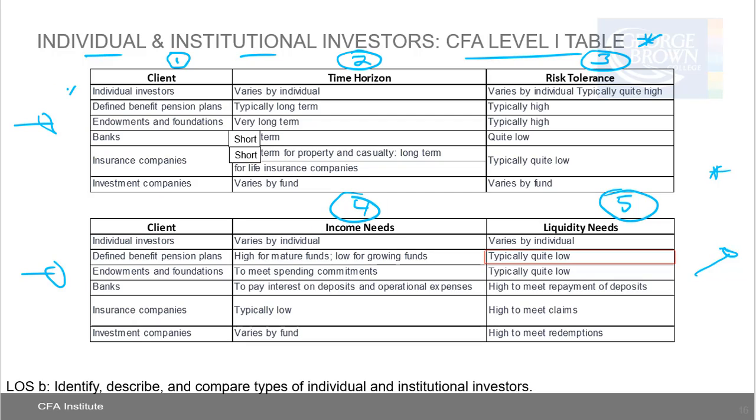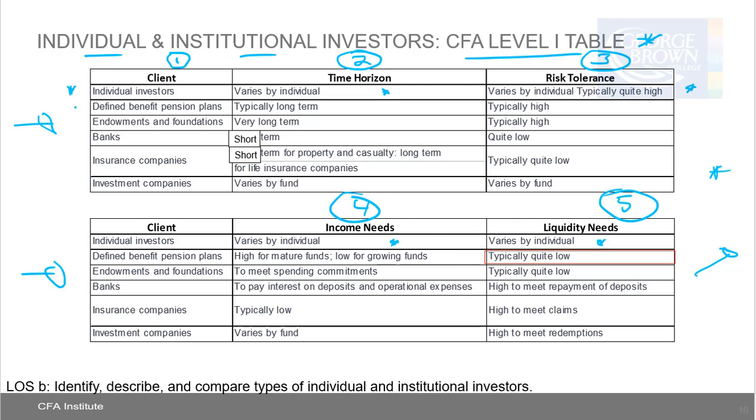So if we start by looking at the individual investors, the time horizon varies, and the risk tolerance varies. That's the whole point with individual investors: it's not homogenous, there's a lot more diversity. And so income needs, again, it's all up to the individual and varies by individual. So time horizon, risk tolerance, income needs, liquidity needs, it all varies.